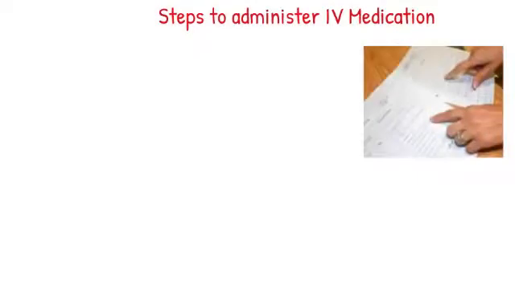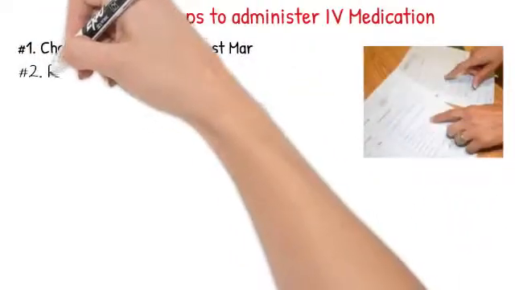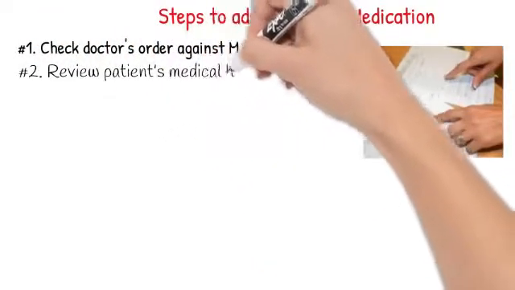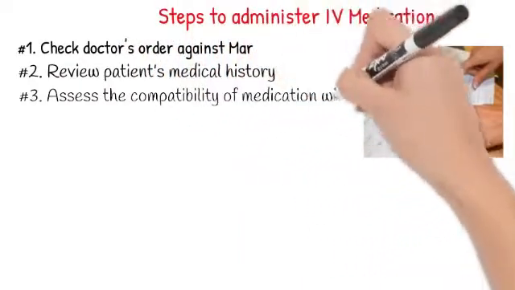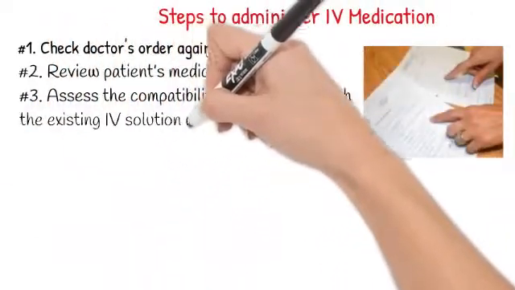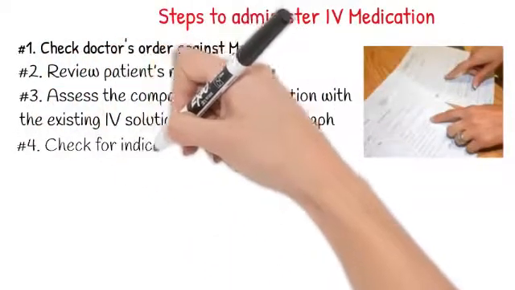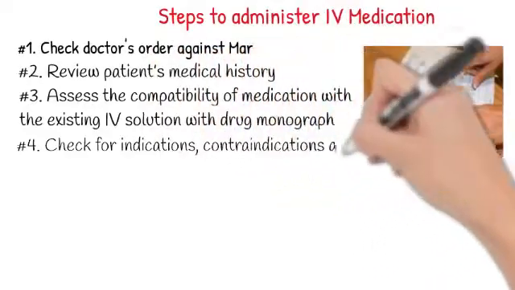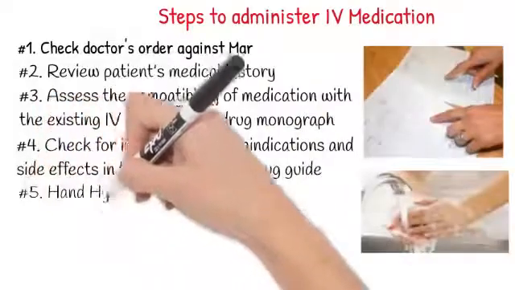Step 2. Administer IV medication. Check the doctor's order against the MAR. Review the patient's medical history. Assess the compatibility of the medication with the existing IV solution using the drug monograph. Check for indications, contraindications, and side effects in the monograph or drug guide.